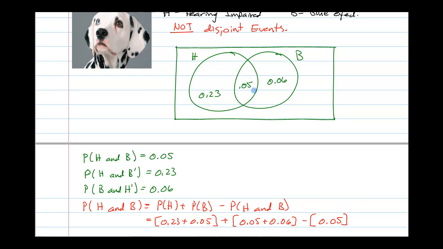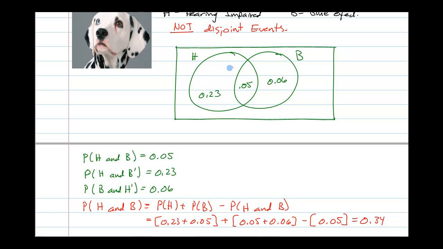So I'm subtracting that out because it was counted twice. So hearing impaired or blue-eyed, when I add all these up, would equal 0.34 or 34% chance. Again, hearing impaired was the 23 plus 5 that made up this entire circle. So there's some interesting things that we can look at.